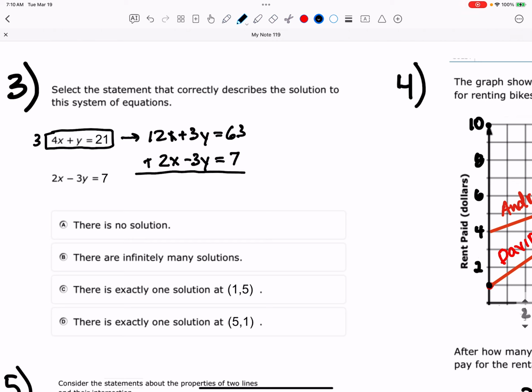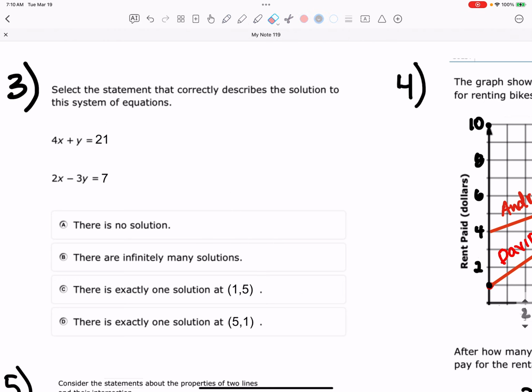And now check it out. 12 x's and 2 x's is 14 x's. 3 y's and -3 y's, they cancel each other out. 63 and 7 is 70. And now you should be able to figure out what x equals, and you should know that it's one of those answers because only one of those has that as the answer. All right, so go ahead and try that one.